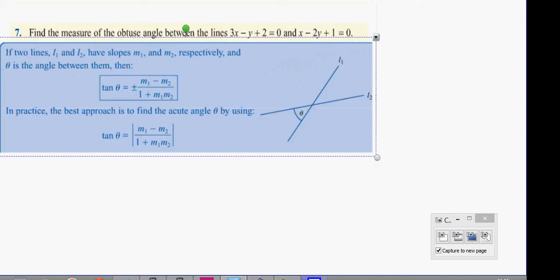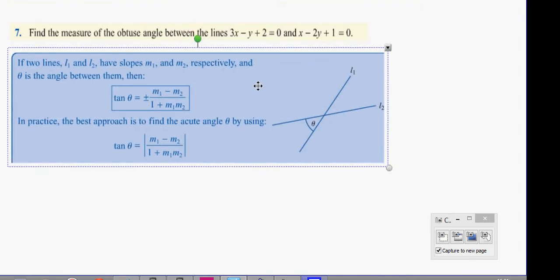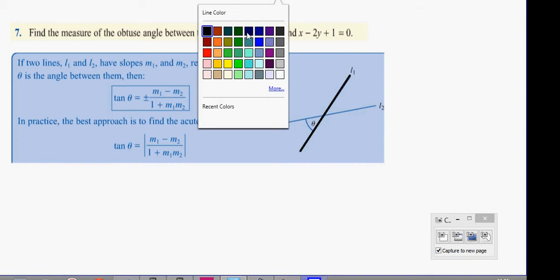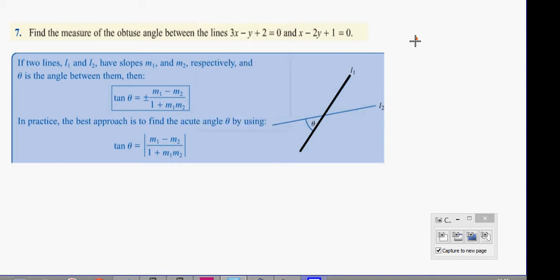In the following exercise, you're usually going to be given two lines. The equations of these two lines: the first one, 3x minus y plus 2, I'll represent by the black line, and the other one, x minus 2y plus 1, I'm going to represent by the orange line. Unless they're parallel, they usually intersect each other.